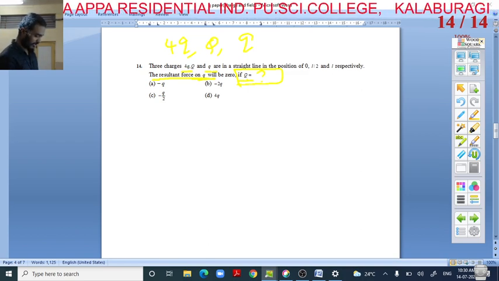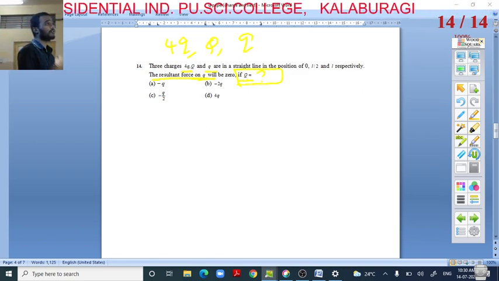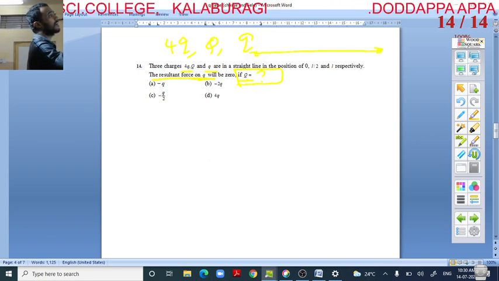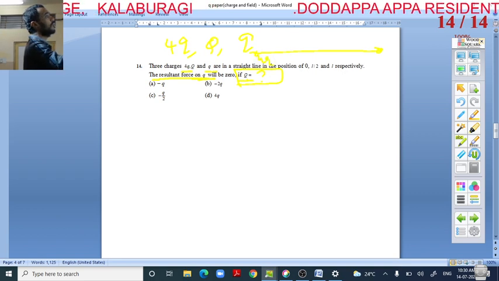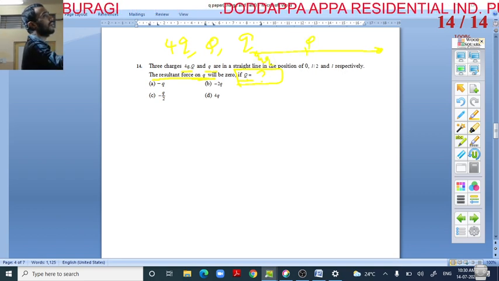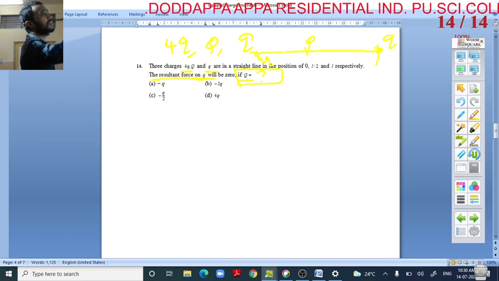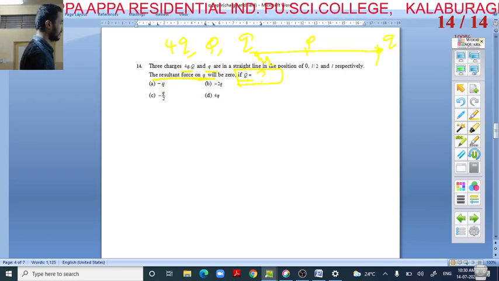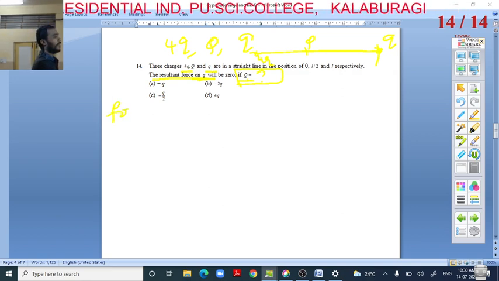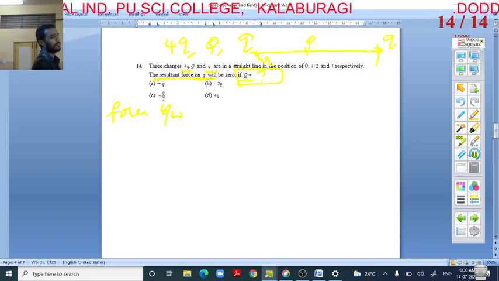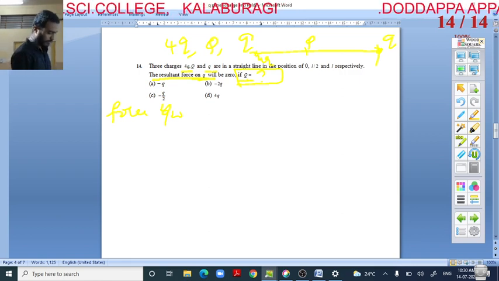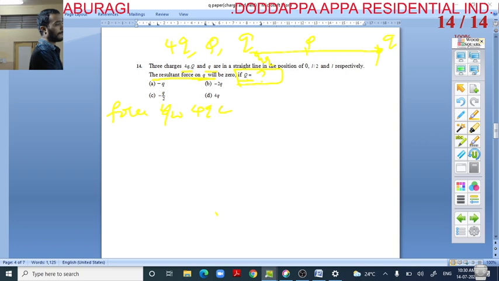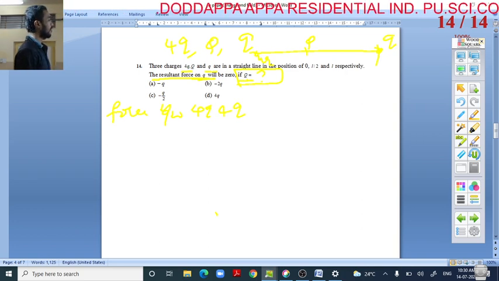Okay, try to understand here. First I will write the force between the charges. It's simple. Say here 4Q, similarly let us assume Q here, similarly this is small q. So first I will write the force between these two charges, the force between 4Q and Q.